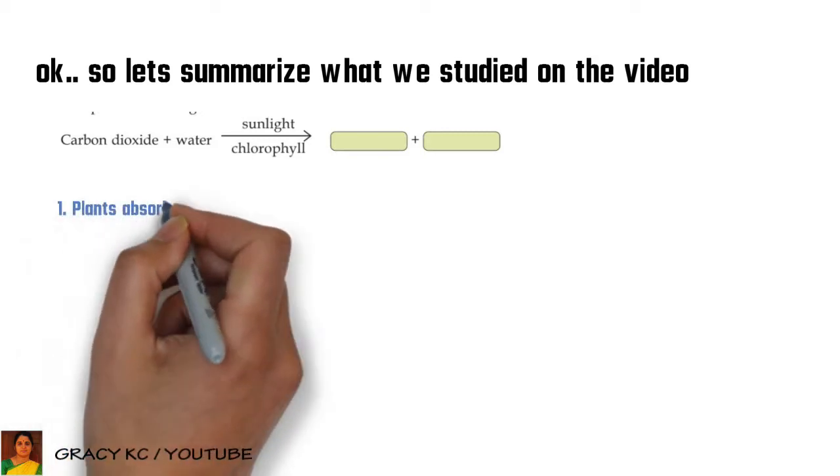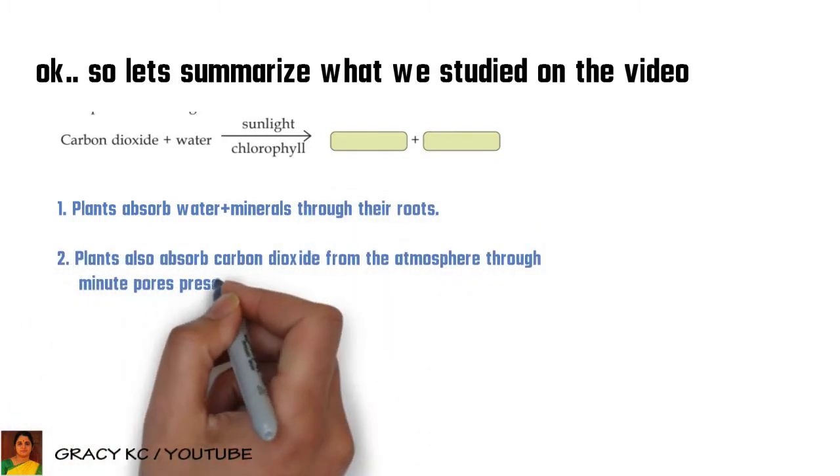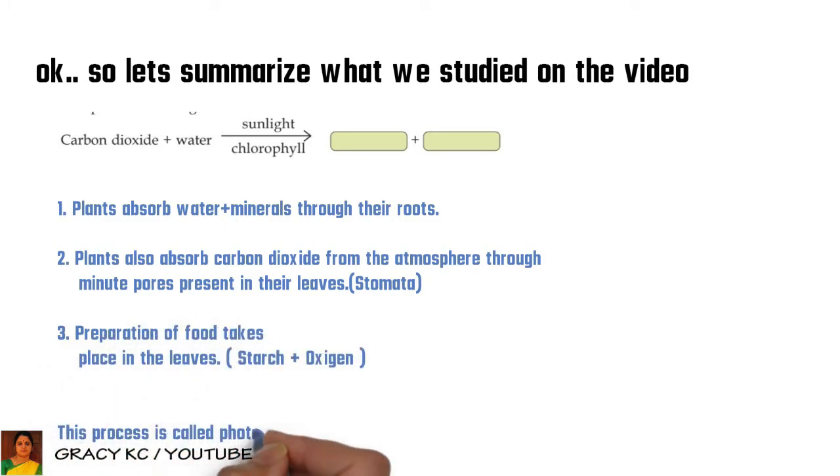Let's summarize the main points into three. The first point is that plants absorb water and minerals through their roots, and plants absorb carbon dioxide from the atmosphere through minute pores present in the leaves known as stomata. These components are converted into food, that is starch and oxygen, in leaves. This process is known as photosynthesis. Please note these three points. These are the important points.